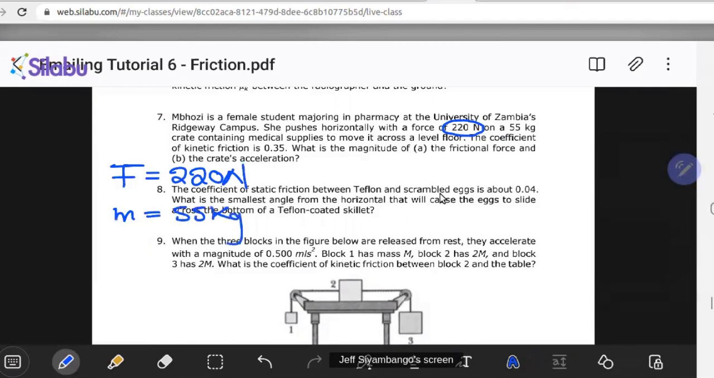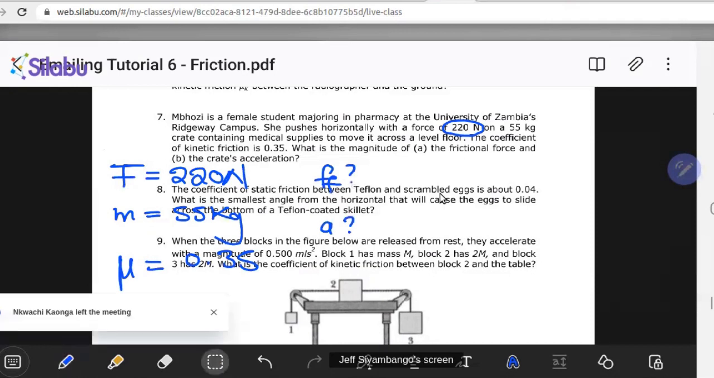Then apart from this, the crate containing medical supplies moves across a level surface. So the crate is moving on the horizontal surface, meaning it's not moving in the vertical. Then what else? The coefficient of kinetic friction is, so here they're giving me the coefficient of kinetic friction, that is 0.35. What is the magnitude of A, the frictional force, and B, the crate's acceleration? So I'm looking for the force of friction here, and I am also looking for the acceleration. These are the two things I'm looking for.